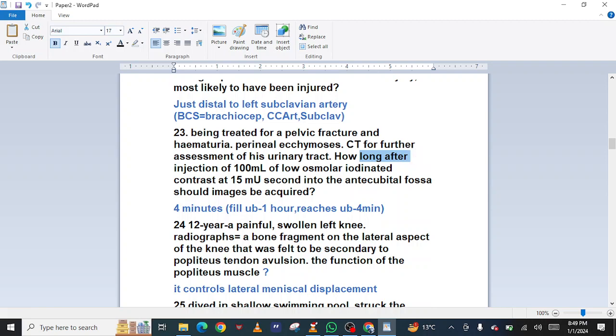How long after injection of 100 ml of low osmolar contrast should the second image be acquired? 4 minutes.